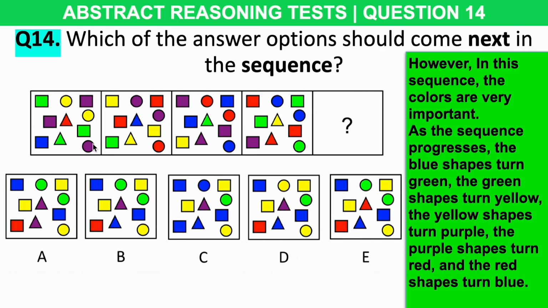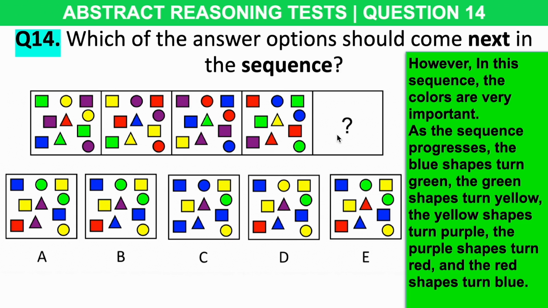So if we look here at this purple circle in the bottom right hand corner of this first step in the sequence, we can see it's purple, then it goes to red, then it goes to blue, and then it goes to green. But what comes after green? Well, if we start the sequence over again and look at this green square, we can see that it goes to yellow, and then from yellow it goes to purple and then to red, and we know red then goes to blue and then to green.